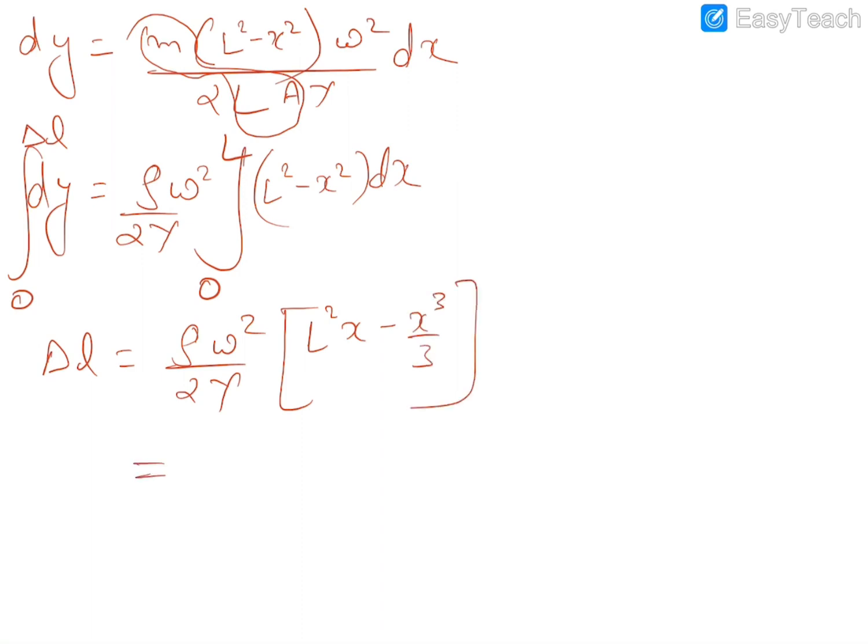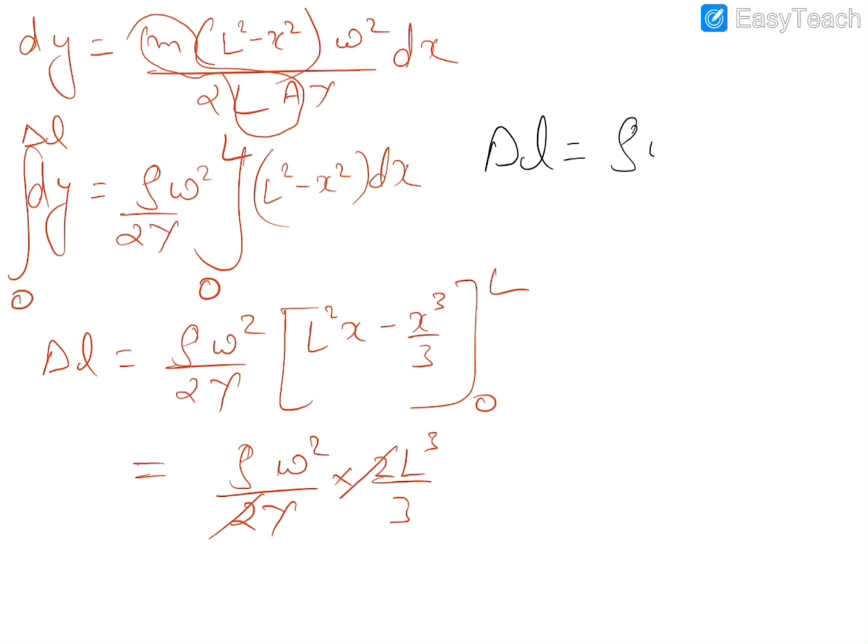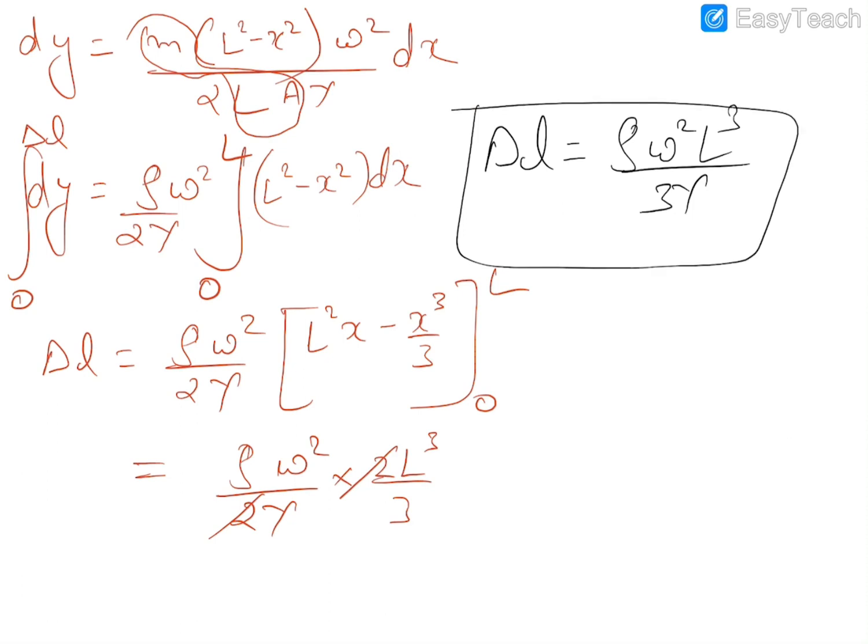So you can see that this limit is from 0 to L. So this is rho into omega square by 2 gamma into 2 L cube by 3. So you can see that cancelling this 2 with 2, this delta L will finally be equal to rho omega square L cube by 3 gamma. This is the extension in the rod. Now we move on to the next question.